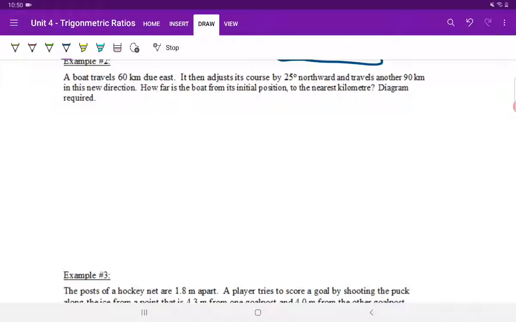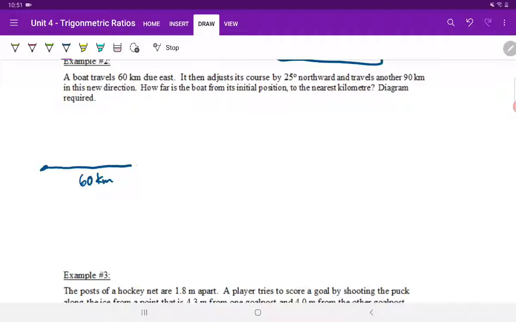For the next two problems, we've got some word problems. So we're going to have to draw a diagram. Okay, so let's try to draw a nice, neat diagram that will help us solve what we've got going on here, what we're being asked. So a boat travels 60 kilometers due east. Okay, so it's going straight east 60 kilometers. Then it adjusts its course by 25 degrees northward, and travels another 90 kilometers in this new direction.